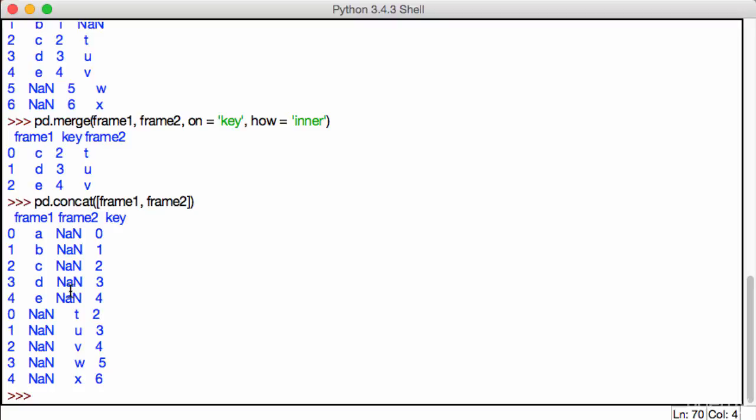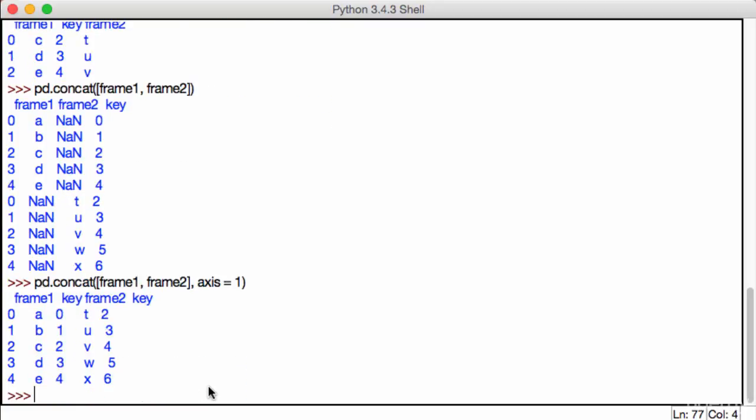Now, right now, this is coming one on top of the other. So suppose you wanted to do it side by side, you can also use the axis parameter. So pd.concat frame 1 comma frame 2 comma axis is equal to 1. And by doing that, now instead of coming one on top of the other and getting these Nones, it has been concatenated side by side. So now we don't have that error. We have 0, 1, 2, 3, 4, frame 1 A, B, C, D, E, key 0, 1, 2, 3, 4, frame 2 is T, U, V, W, X, and key 2, 3, 4, 5, 6.